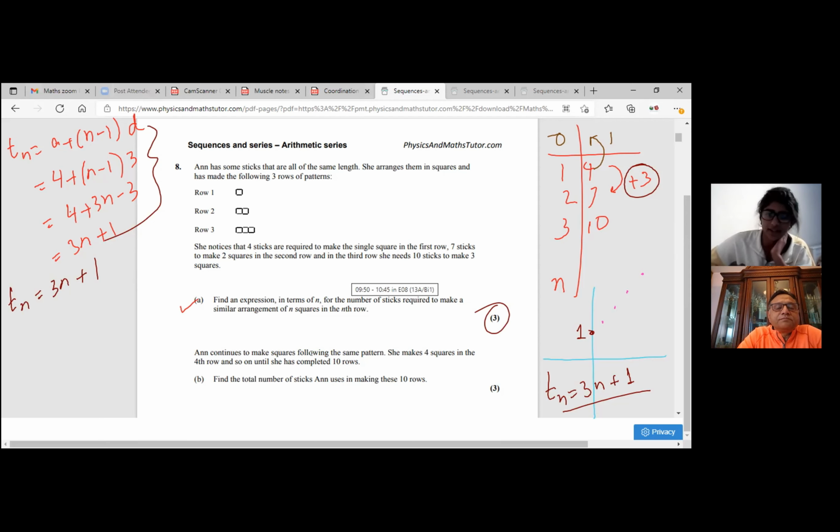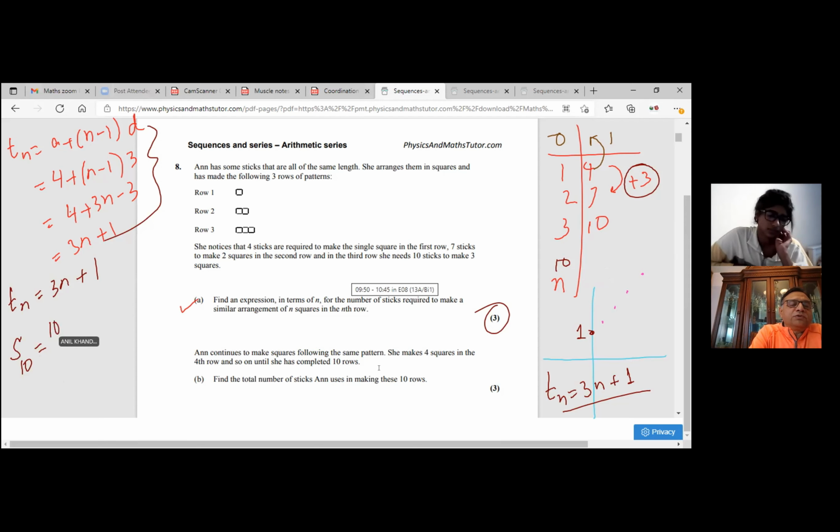So Anne continues to make squares following the same pattern. She makes 4 squares in the 4th row and so on until she has completed 10 rows. Find the total number of sticks that Anne uses making these 10 rows. Okay, so basically we want to find S of 10, right? And so we can just use the formula, which you know.